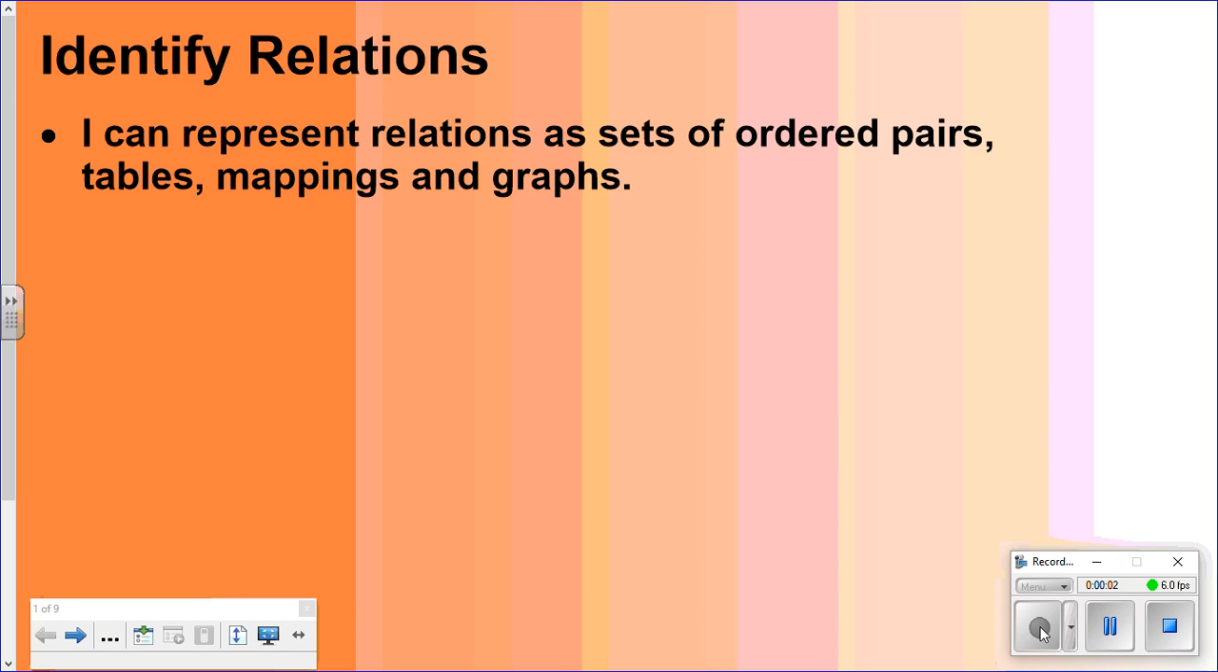In this lesson, we'll be identifying relations. By the end of the lesson, you should be able to represent relations as a set of ordered pairs, tables, mappings, and graphs.